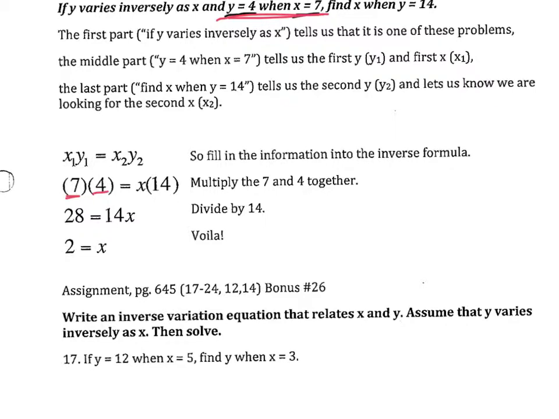We then multiply that 7 and 4. We get 28. So 28 equals 14 times x. So in this case, x is going to be 2. So you're done.